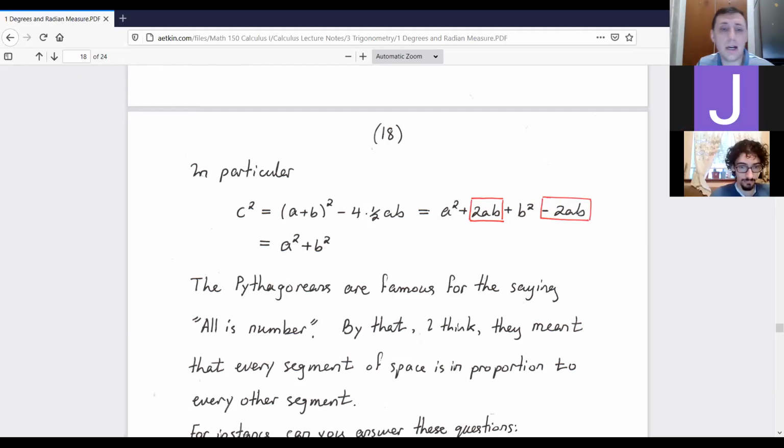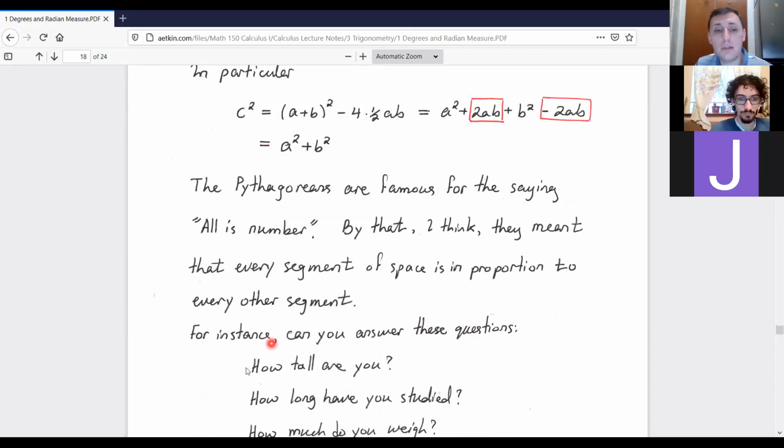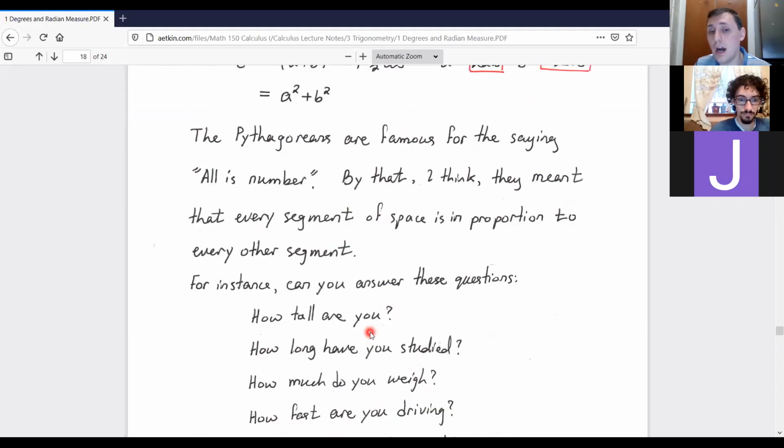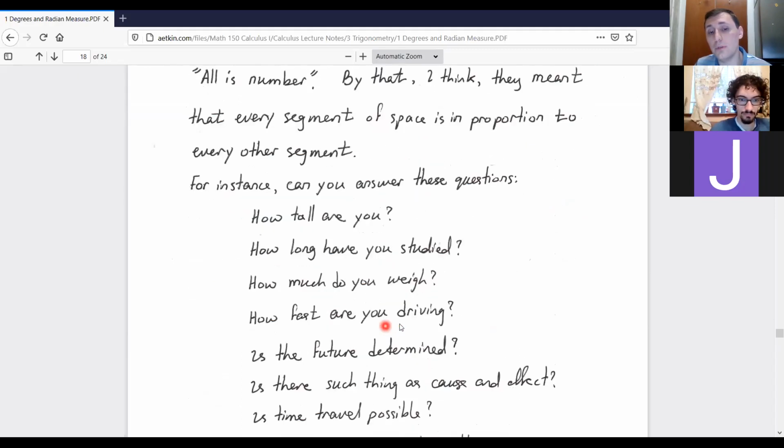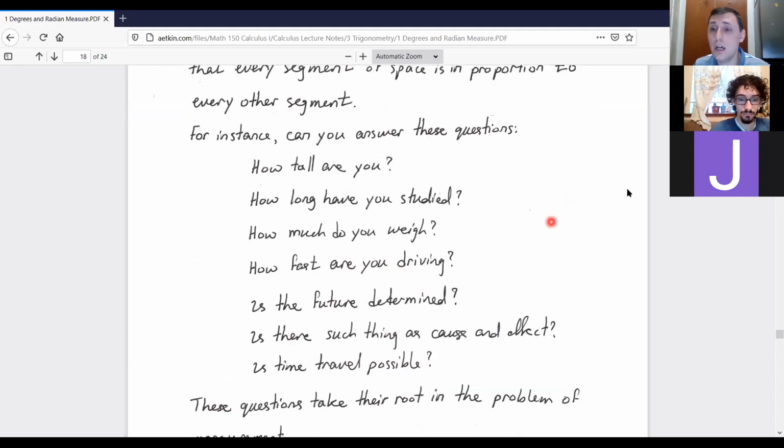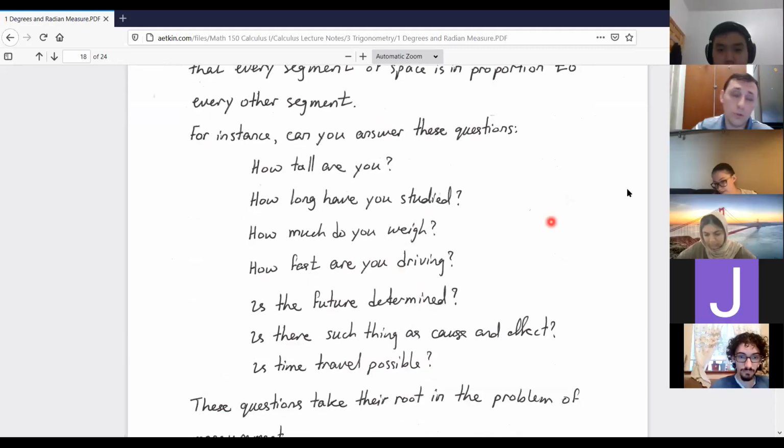So you can ask this question, guys. When you ask how tall is somebody, how long have you studied? How much do you weigh? How fast are you driving? Is the future determined? Is there such a thing as cause and effect? Is time travel possible? Those questions relate to the question, first of all, do they even make sense, those questions?